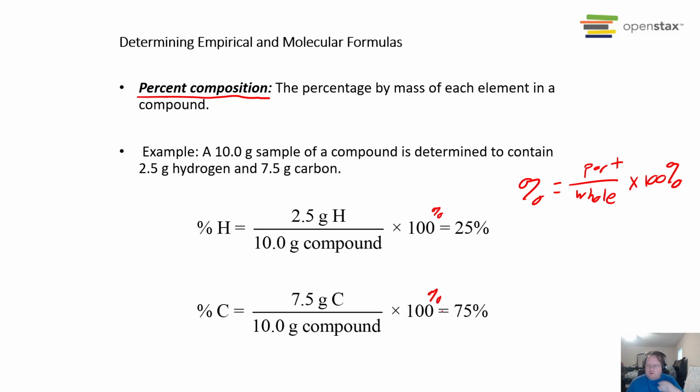So what we do is, the total compound has a mass of 10 grams. That's our whole. Then for the hydrogen, there are 2.5 grams of hydrogen. So 2.5 divided by 10, if you then multiply it by 100%, will give you that 25% of this compound is made of hydrogen. And then for carbon, you do the same calculation. You get 75% of this compound is made of carbon.